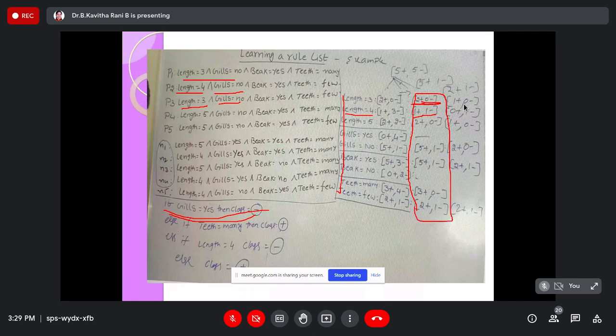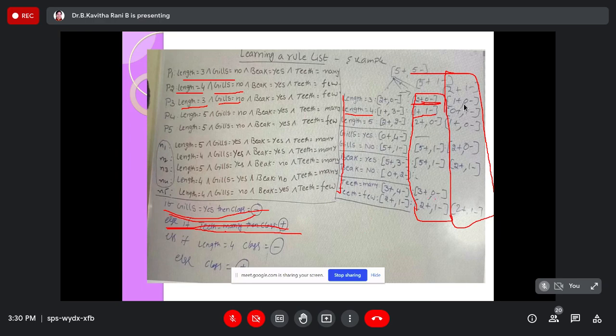Next, what I did, I have written one more rule. If teeth is equal to many, then class is positive. Teeth many unte, class daanni em cheyali, positive unte avitini consider cheyoddu ani nenu annanu. Okay, so what will happen, then I get these out. So in the same way, likewise, we will be eliminating the negative examples here. Okay, so ee particular rule ni matrame nenu endukku raasanu ante, you have to consider the values, negative values.